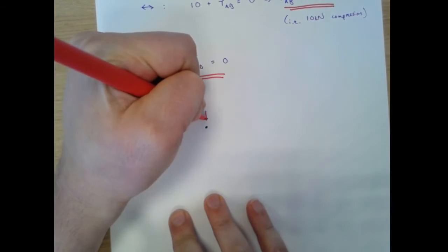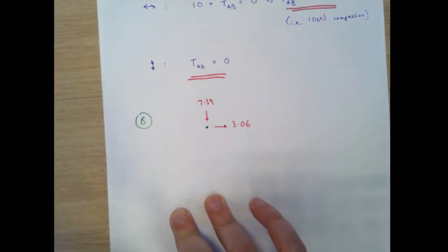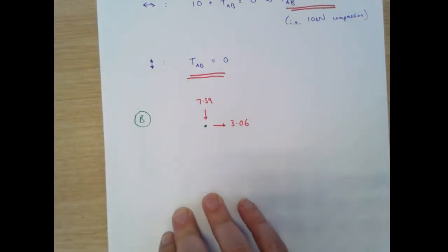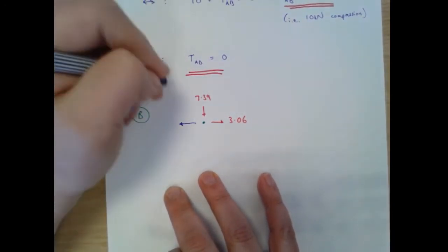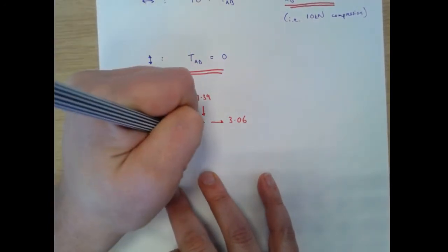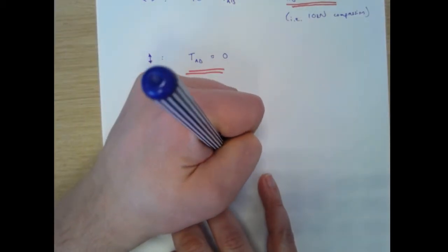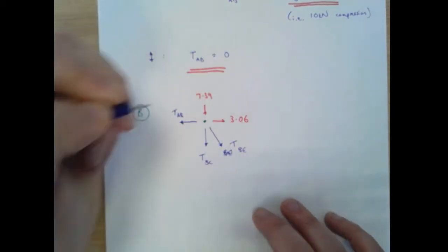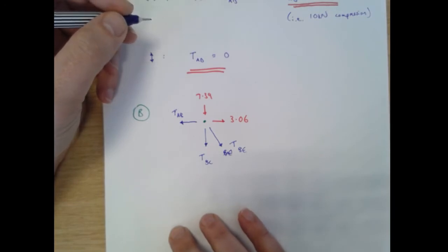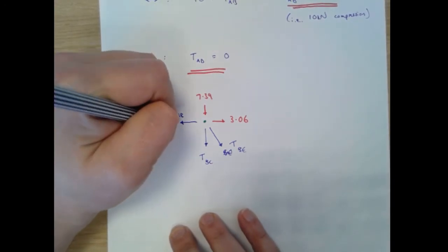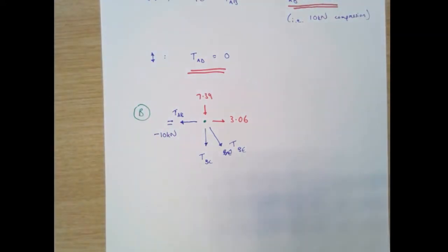Two external forces, 7.39 and 3.06. And then we've got the tension in AB, the tension in BC, and the tension in BE. Sorry, I should say TBE. We know TAB equals negative 10 kilonewtons. Sorry, I'm just thinking ahead.